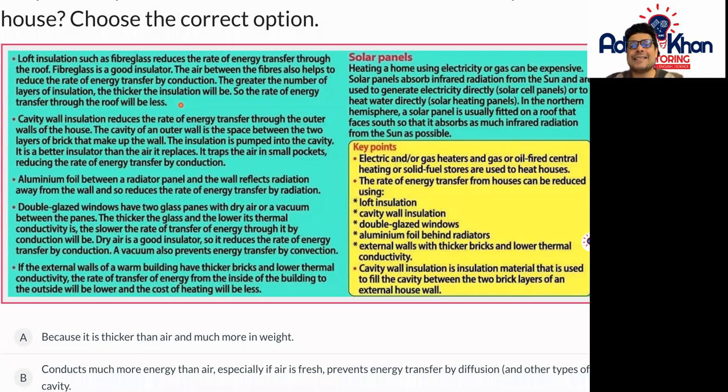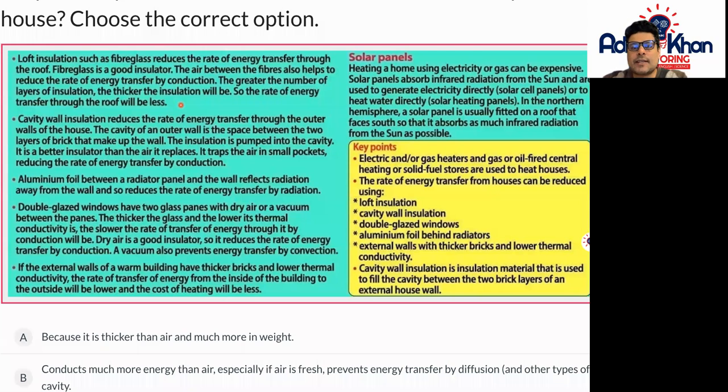In other words, the heat that's inside your bedroom on the first floor will not penetrate through the roof or through the attic and then out of the roof of the house. So fiberglass is a good insulator. The air between the fibers also helps to reduce the rate of energy transfer by conduction. The greater the number of layers of insulation, the thicker the insulation will be. So the rate of energy transfer to the roof will be less.